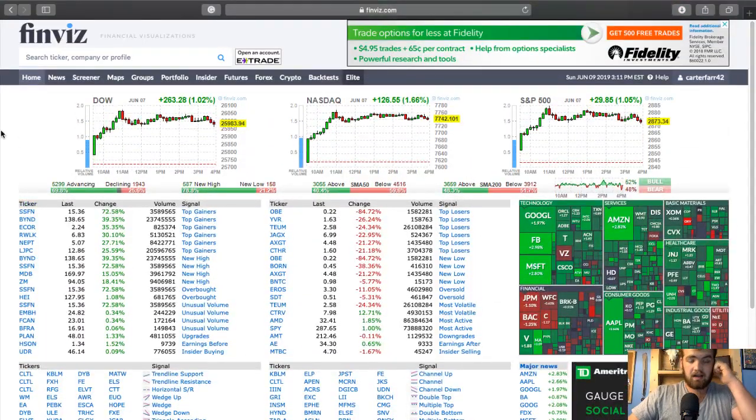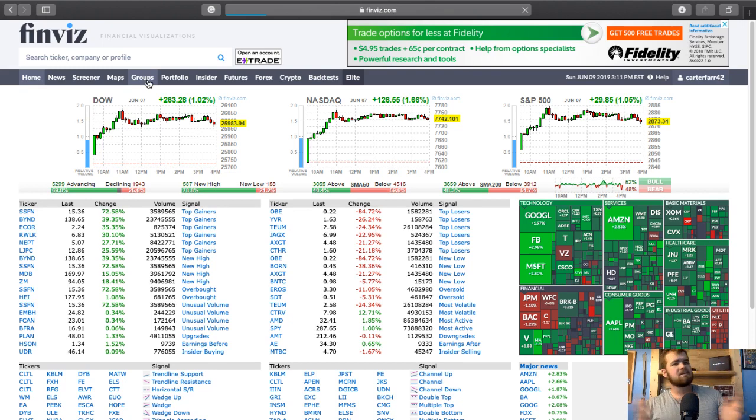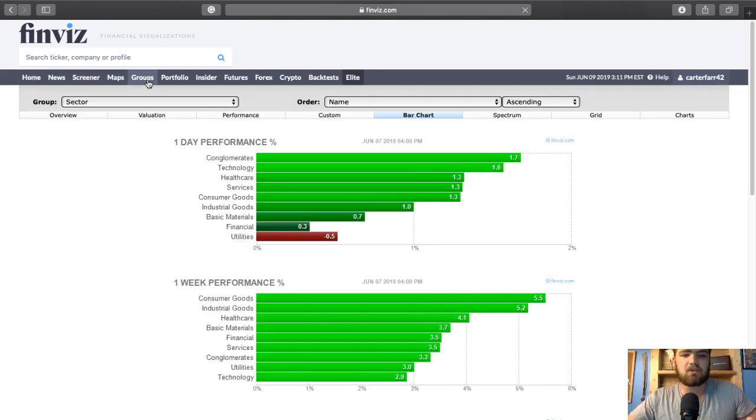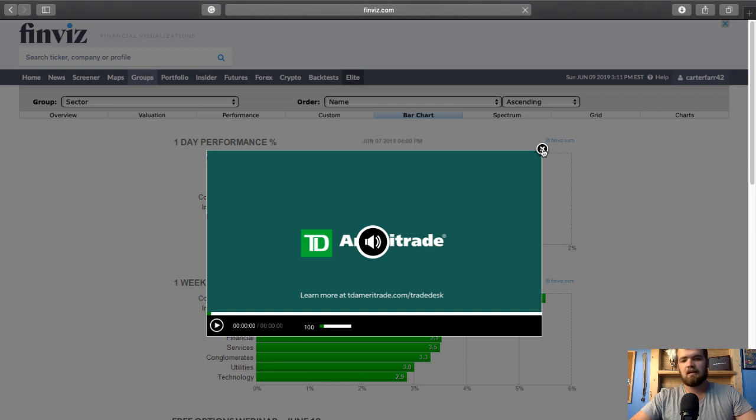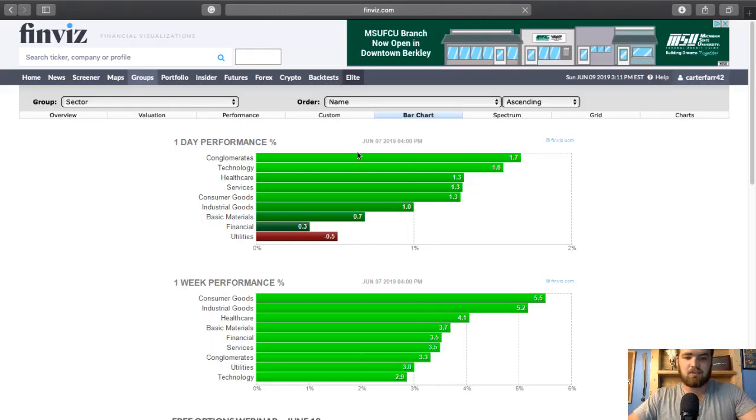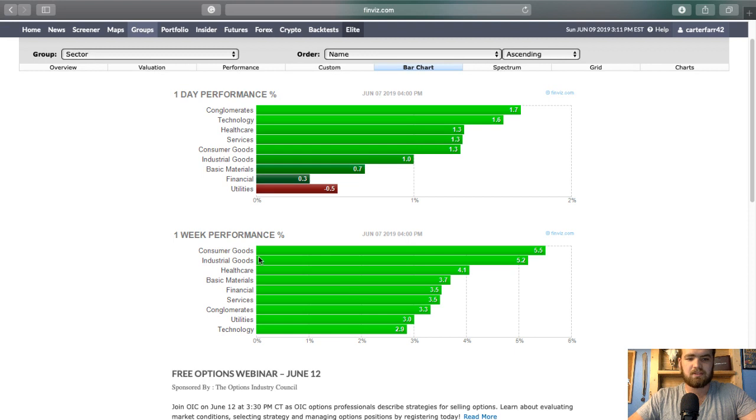So how to find swing trades? It's really super simple. All you gotta do is go to groups. Now clicking groups, you're saying, Carter, this isn't the scanner. No, this is going to be how we're going to get a little bit better odds. So one thing that is kind of irritating about Finviz is they do tend to have a lot of ads, which is something you get for the free service here. But looking at the day's performance, you can kind of get an overall idea of what sectors are moving.